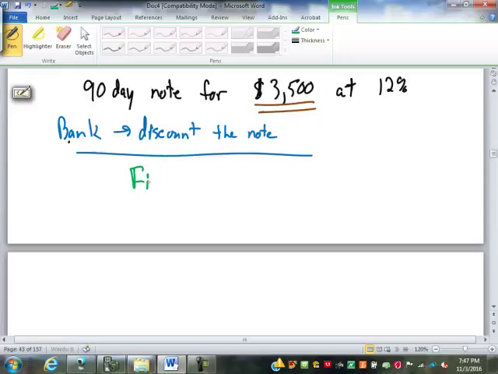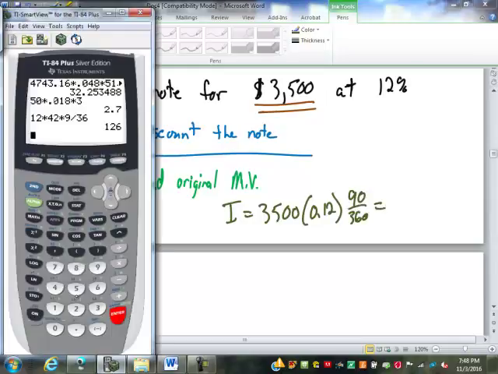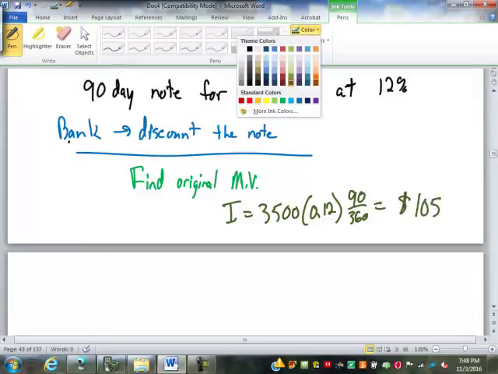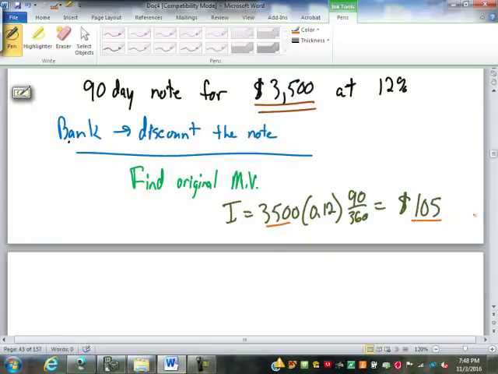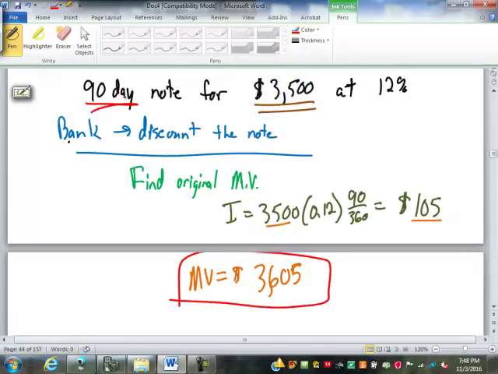So we're going to find the original maturity value. First we find our original interest, which is 3,500 times 0.12 times 90 over 360. That gives us $105 of interest. So for our maturity value, I'm just going to add those together. 3,500 and 105 is $3,605. That's our maturity value. The bank is going to lend me money based on that. At the end of the 90 days, that's how much you are supposed to repay me.